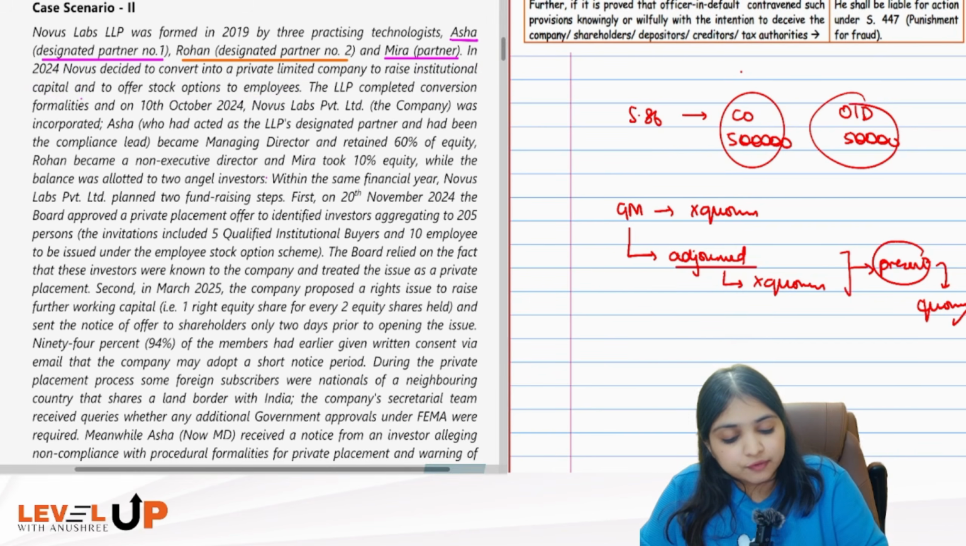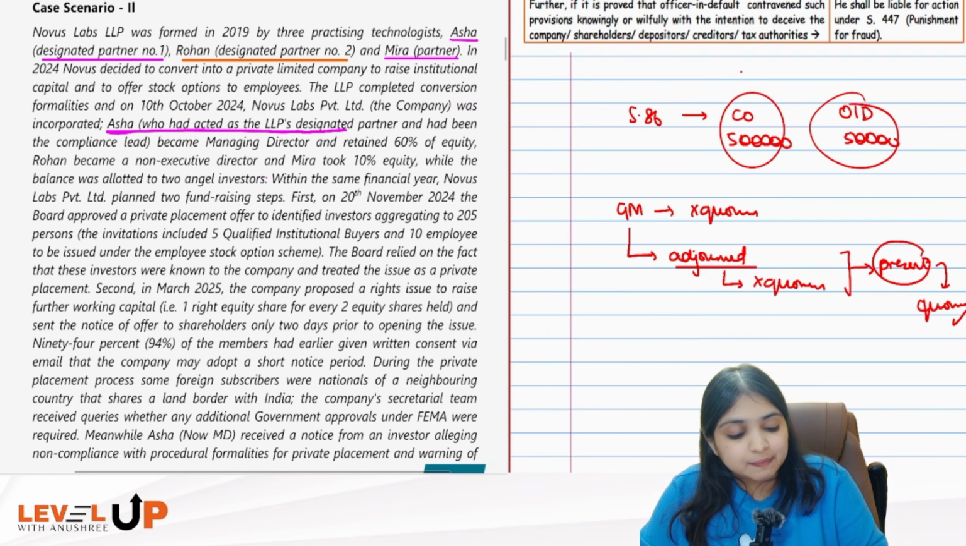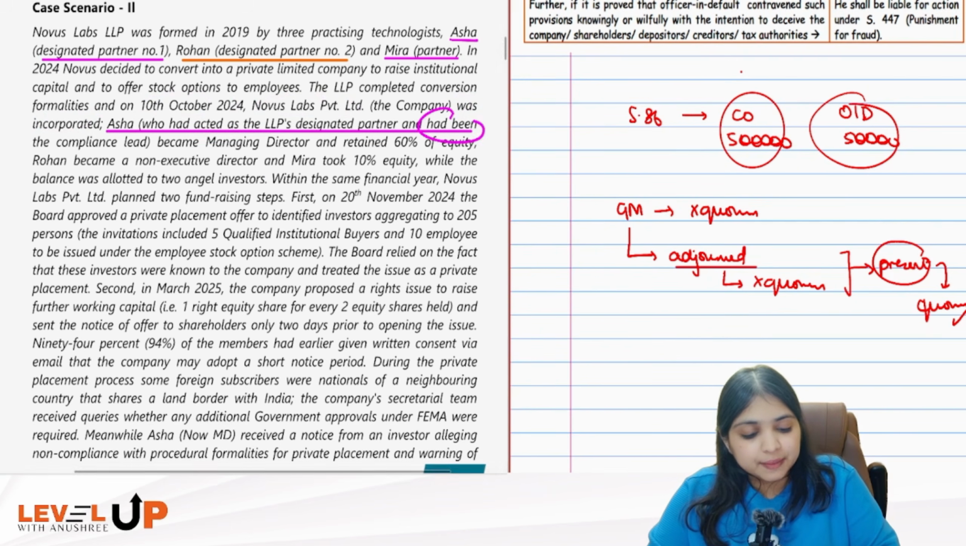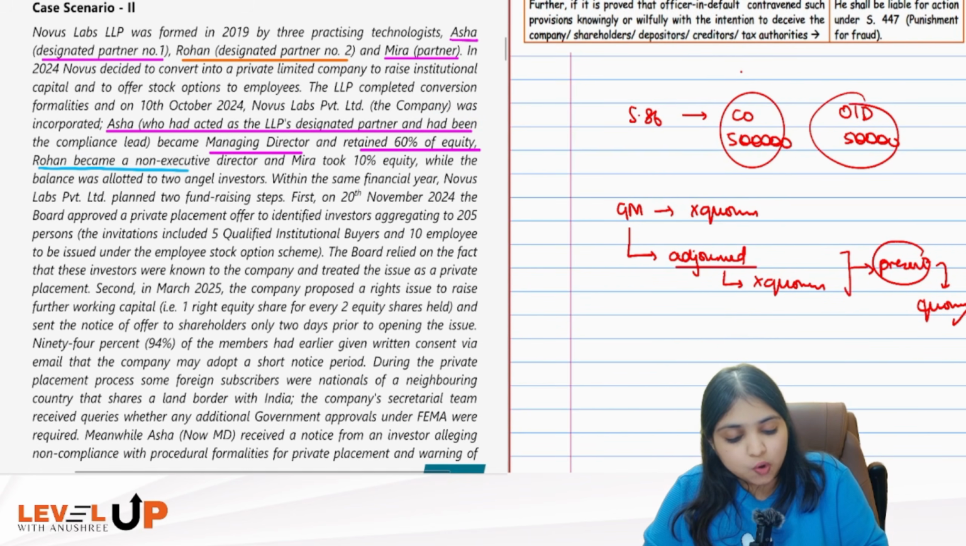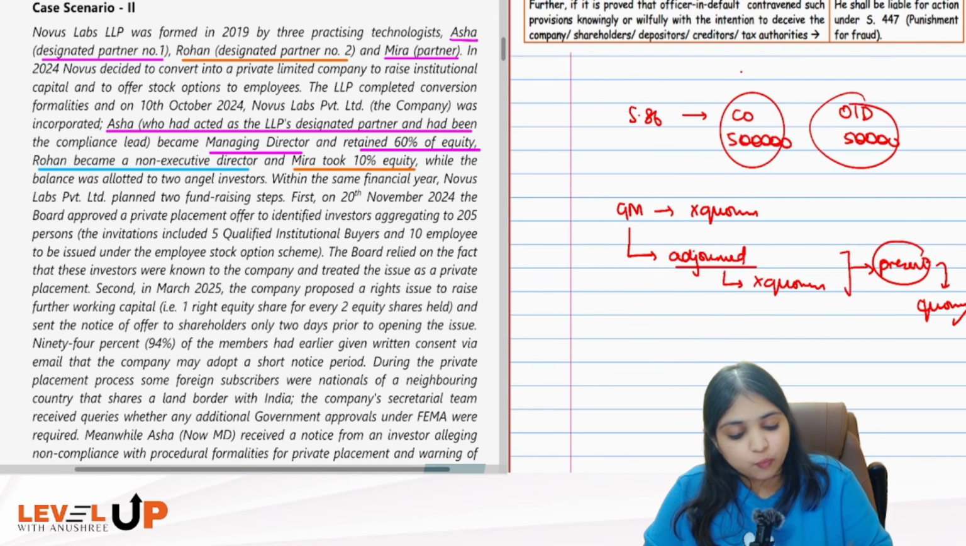The LLP completed conversion formalities on 10th October 2024. Novus Labs Private Limited was incorporated. Asha, who had acted as the LLP's designated partner and had been the compliance lead, becomes a managing director. So Asha is a managing director of the new company now, and she has 60% of the equity. Then Rohan became a non-executive director and Meera took 10% equity, while the balance was allotted to 2 angel investors.